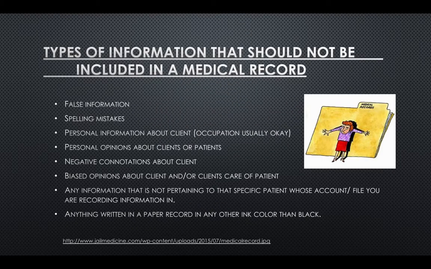So we're going to start off here with the types of information that should not be included in a patient's medical record. At the top of the list here, I put false information. That's a big one. Any spelling mistakes should be corrected or rectified. Any information that is false or not pertaining to that patient should definitely not go in their record. That's a big one.